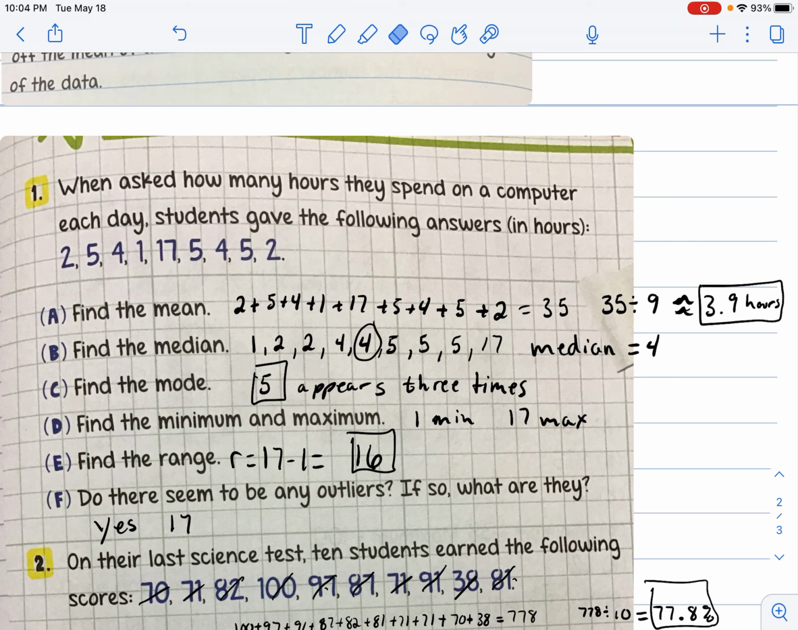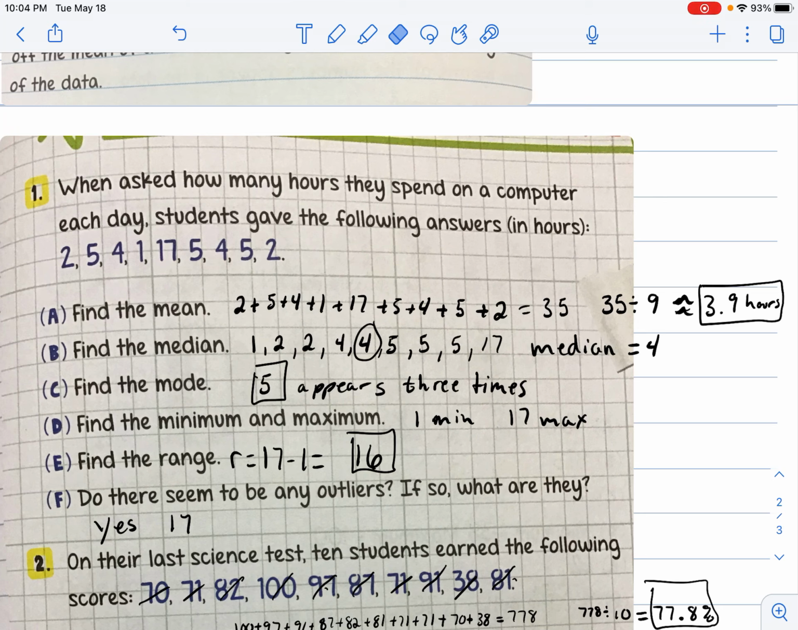Our maximum and our minimum: our least value is 1, our max is 17. So now to find the range, we just take our max minus our min. 17 minus 1 equals 16. Okay, and then once again on this one, there is an outlier at 17. No one's really even close to that. That's just one student, and so that is the outlier.